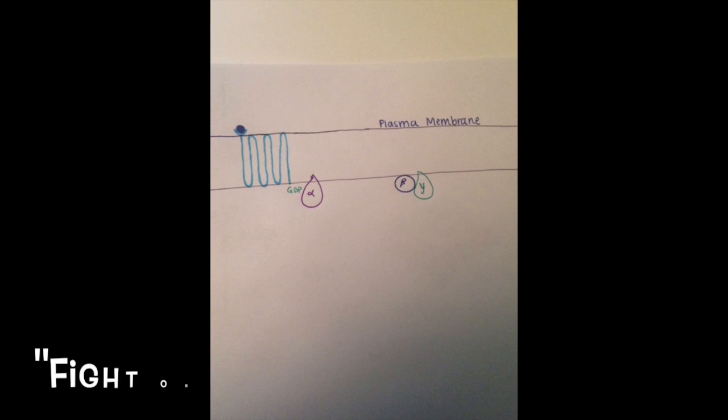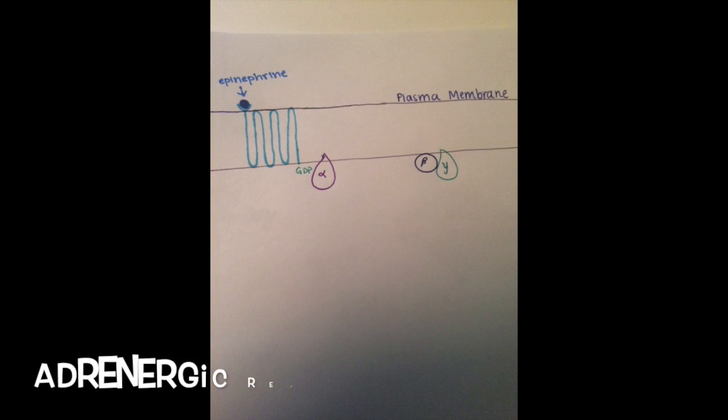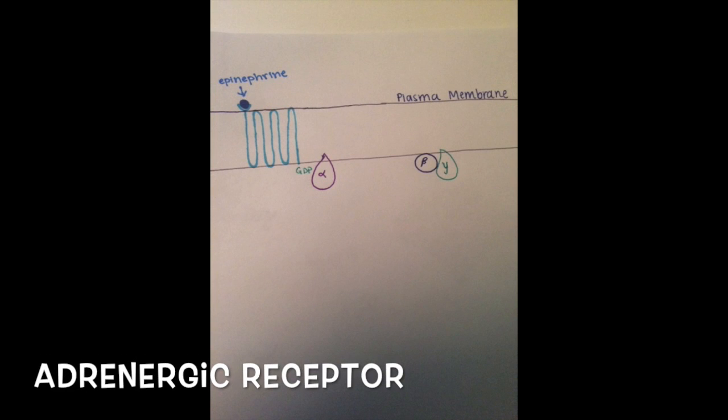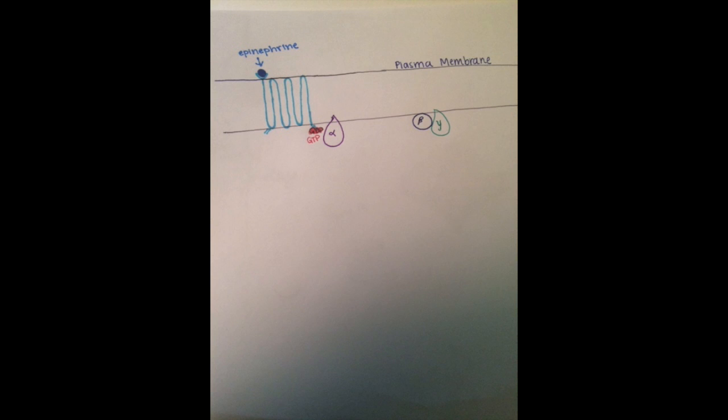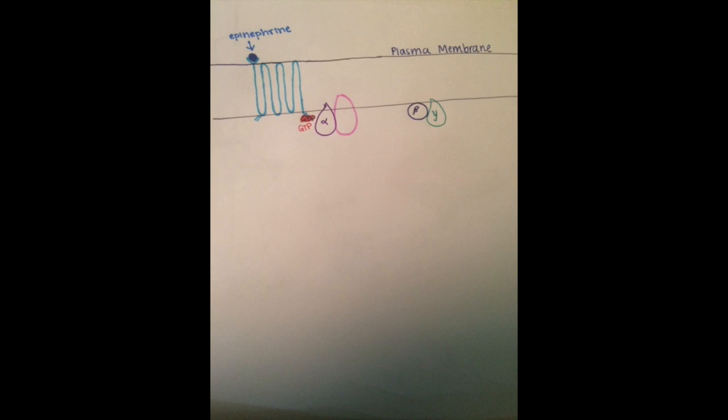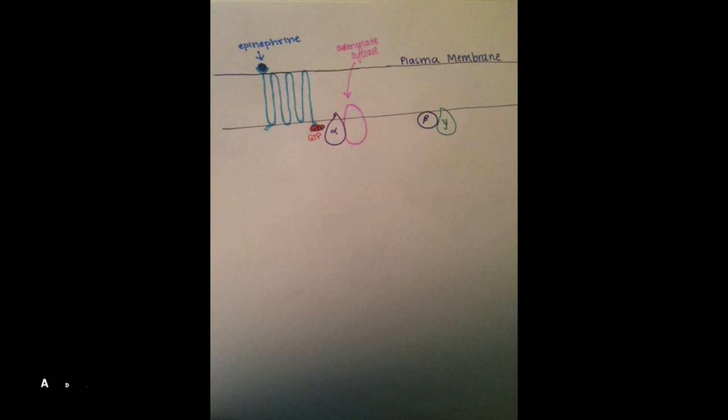Epinephrine or adrenaline is our fight or flight mechanism. Epinephrine binds to an adrenergic receptor, or basically our GPCR. Once it does that, the adrenergic receptor will undergo a conformational change. The GDP will swap out with GTP and the alpha subunit will regulate its target protein. In this case, the protein it regulates is called adenylate cyclase.